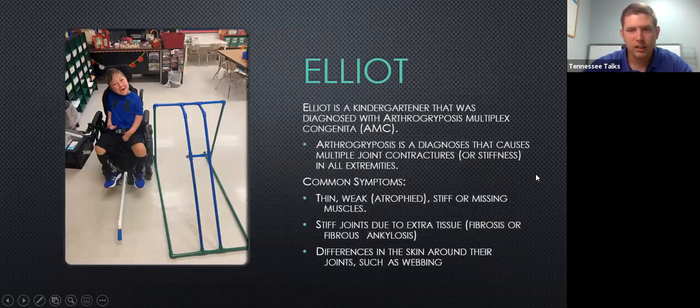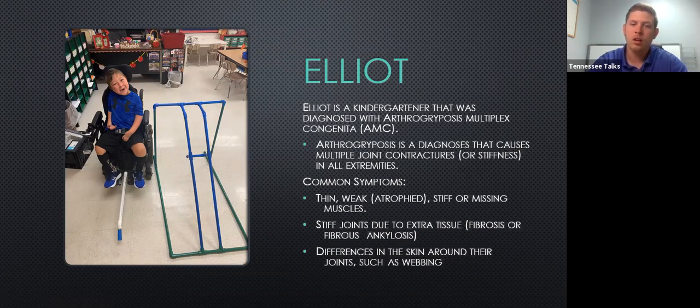The last student, this is Elliot. I only got to work with Elliot for about two weeks at the end of school. He's very, very bright. He's a kindergartner that's also diagnosed with arthrogryposis. His arthrogryposis hasn't seized up his arms and everything as much as Murphy's, but it is progressive.